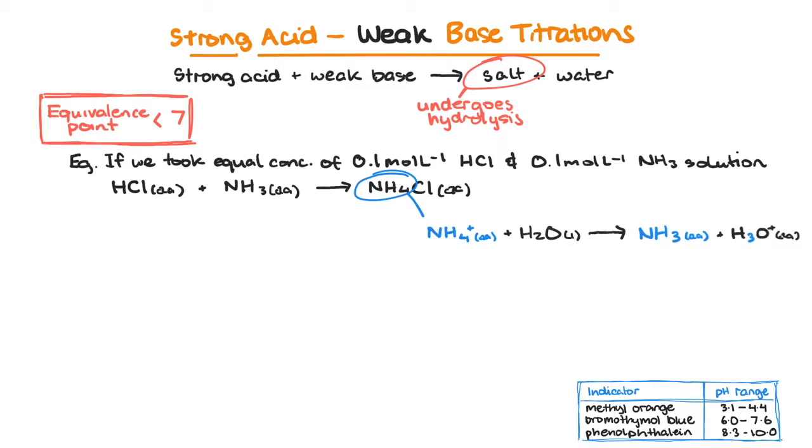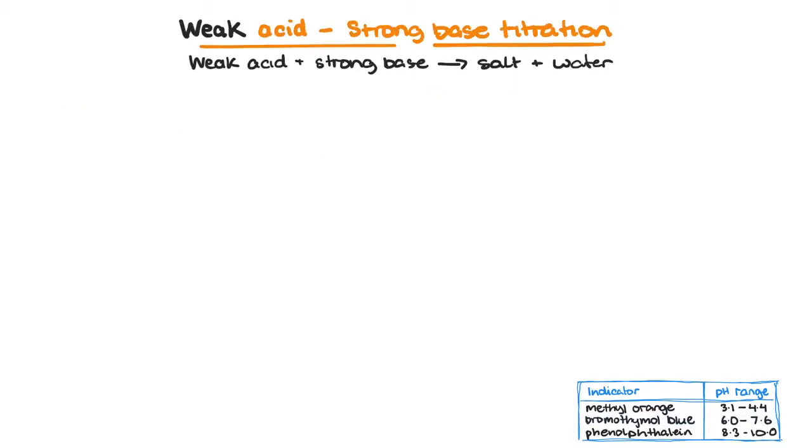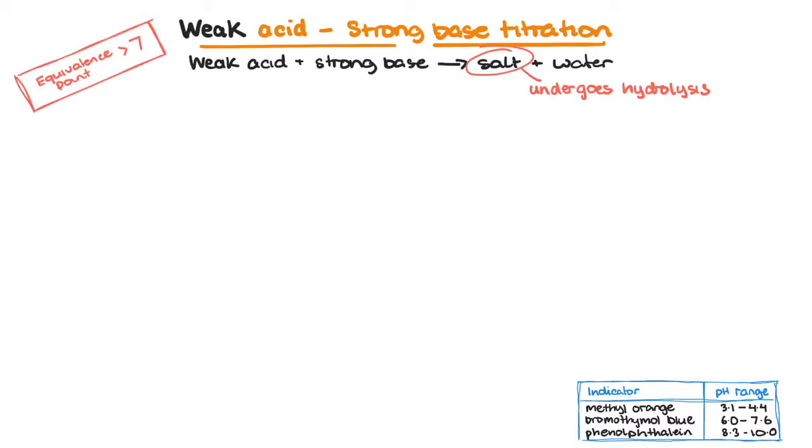Once again, if we kept adding equal concentrations of 0.1 moles per liter ammonia solution to the 10 ml hydrochloric acid, the graph should look like this. The equivalence point is roughly 5.3, so bromothymol blue could also be used. The pH at the equivalence point of a weak acid strong base titration is greater than 7 because of the hydrolysis of the basic salt produced in the reaction.